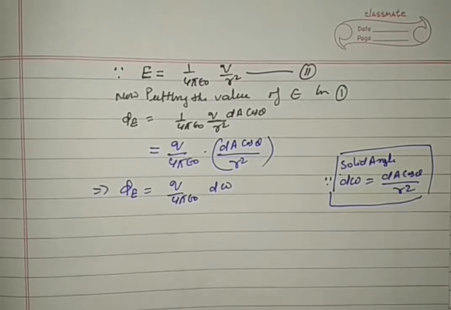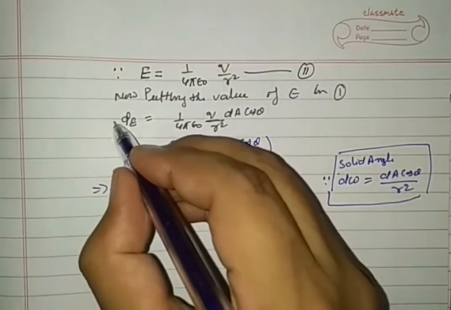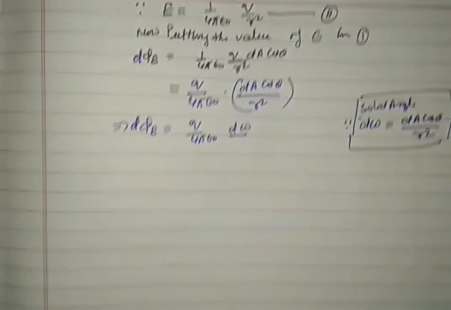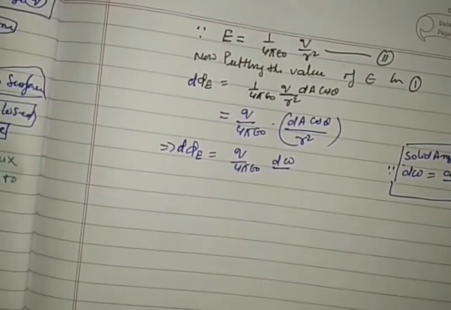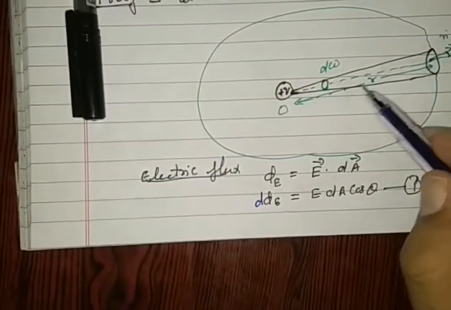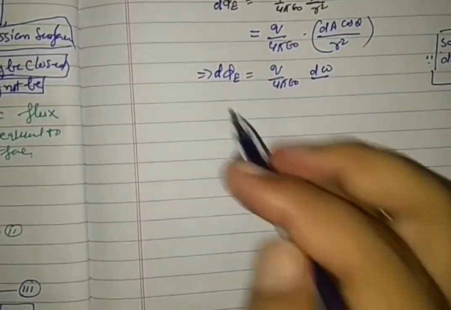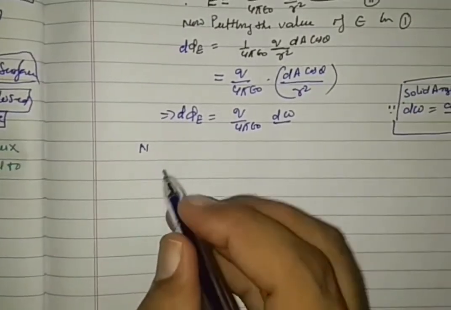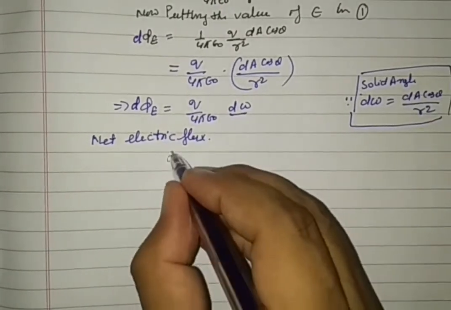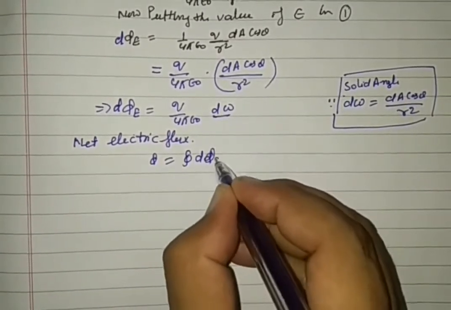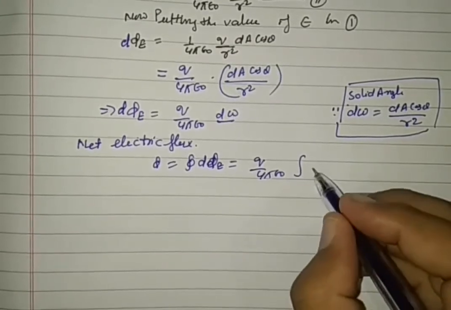Actually, if it is due to a small solid angle, then it is d phi E. Here we can write the electric flux in terms of d phi E. In all these cases, as we can see in the diagram also, d omega is for a small area d phi E. But when we go for the total, the net electric flux phi is equal to the integral of d phi E, which is equal to Q upon 4 pi epsilon 0, right, into d omega.